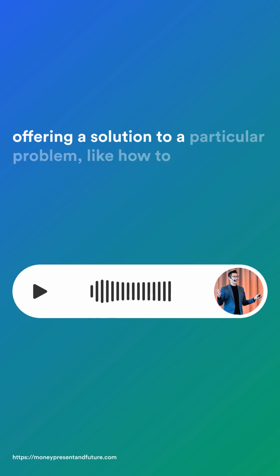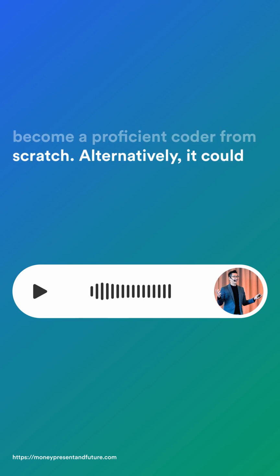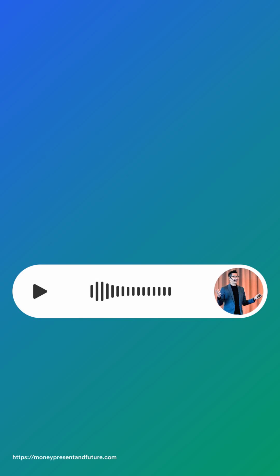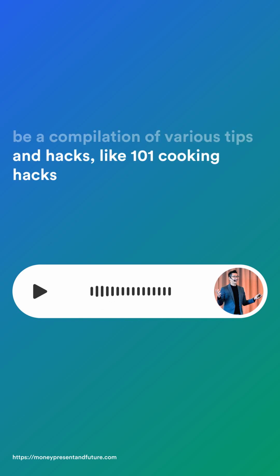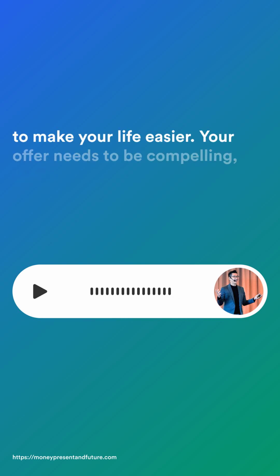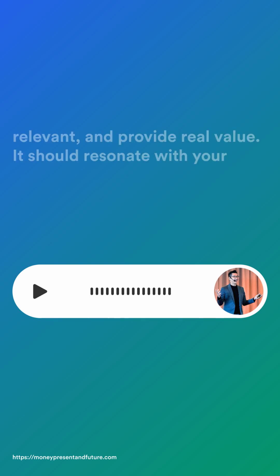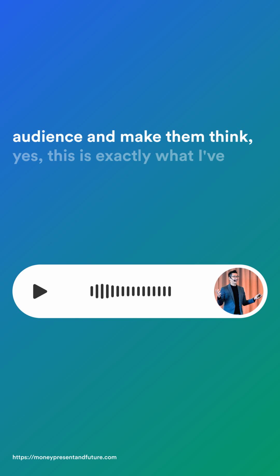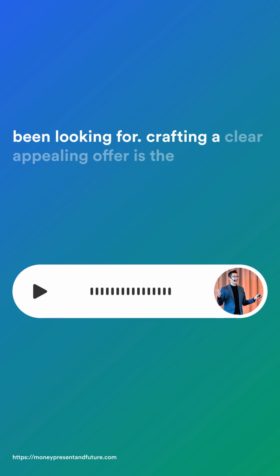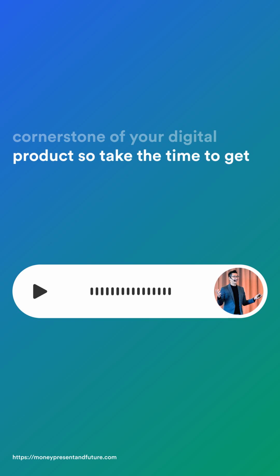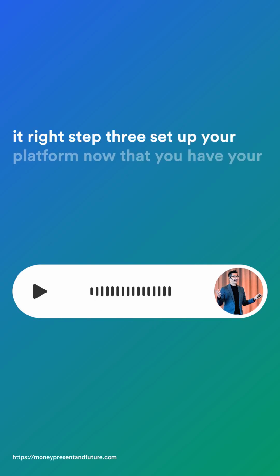It could be offering a solution to a particular problem, like how to become a proficient coder from scratch. Alternatively, it could be a compilation of various tips and hacks, like 101 cooking hacks to make your life easier. Your offer needs to be compelling, relevant, and provide real value. It should resonate with your audience and make them think, yes, this is exactly what I've been looking for. Crafting a clear, appealing offer is the cornerstone of your digital product, so take the time to get it right.